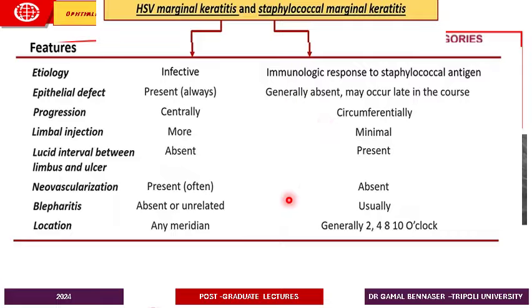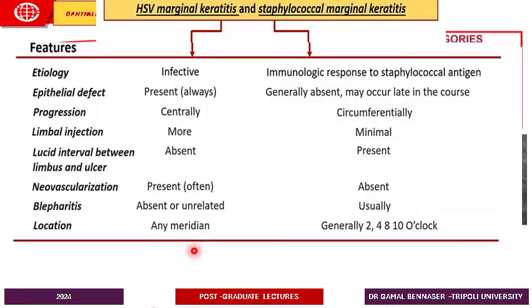Now, the epithelial defect is always present. It means that when you apply fluorescein, you will find staining, and it usually progresses centrally. And there is no lucid interval, as I said before. Sometimes it is associated with new vascularization. This is very important to differentiate it from staphylococcus. It is not necessarily associated with blepharitis, and it can be present at any meridian.